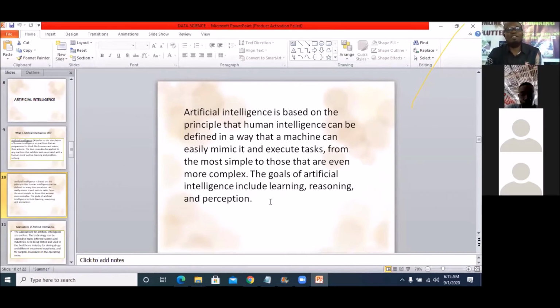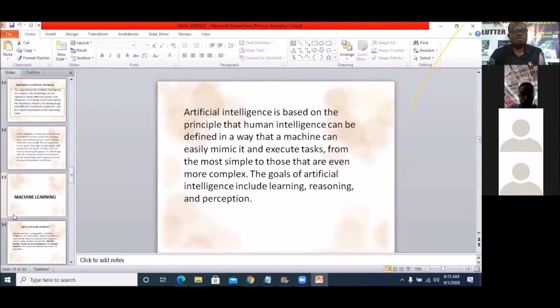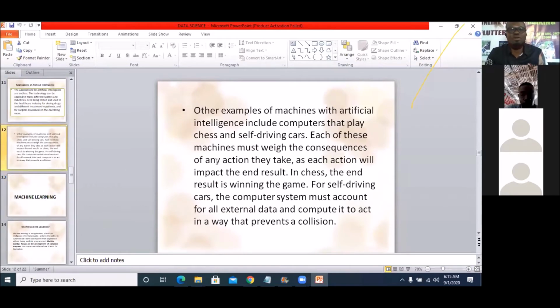The goals of artificial intelligence include learning, reasoning, and perception. Those are the three main things. You make a machine to learn, the machine should be able to reason, and the machine should be able to transfer this reasoning and do what we call perception.